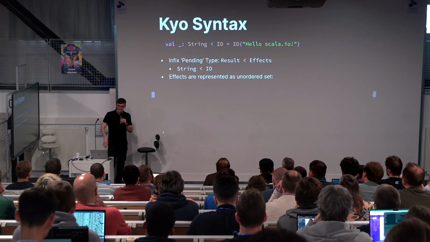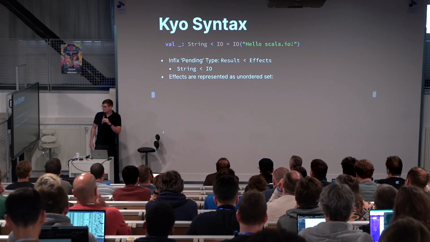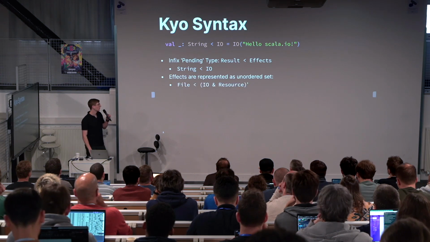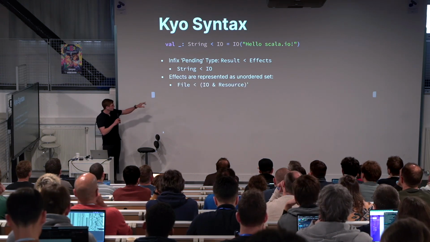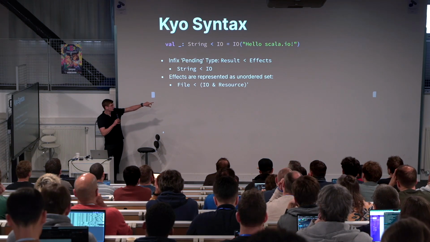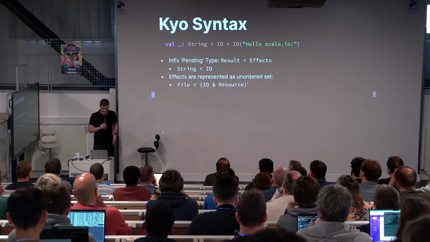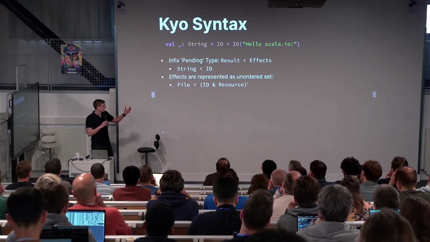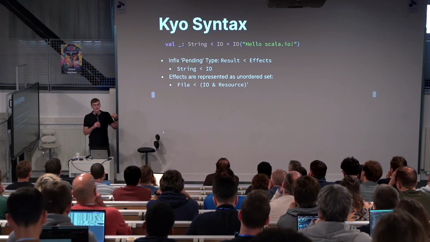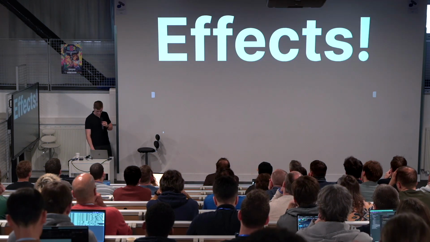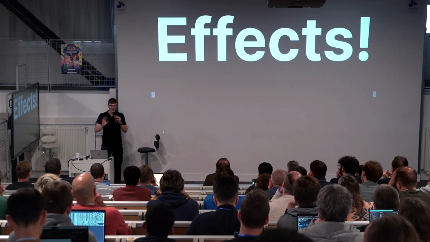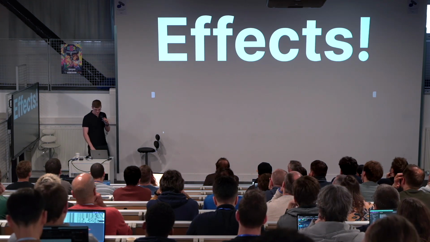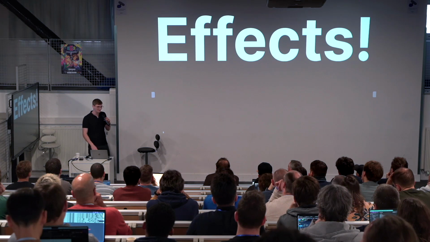In Kio, effects are represented as an unordered set of effects. And so when you see the pending type, you might actually see it more representative of this here. So you have file, pending, IO, and resource. And so the beautiful thing is you can individually handle each one of these effects and transform an IO and resource to an IO. Okay, so we kind of understand Kio syntax, we kind of understand what the algebraic effects are. Let's talk about how we use them and some of the effects that Kio brings.